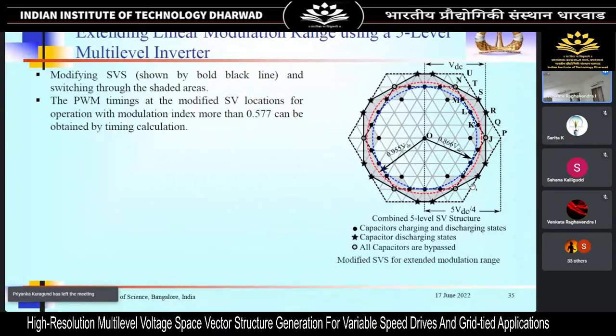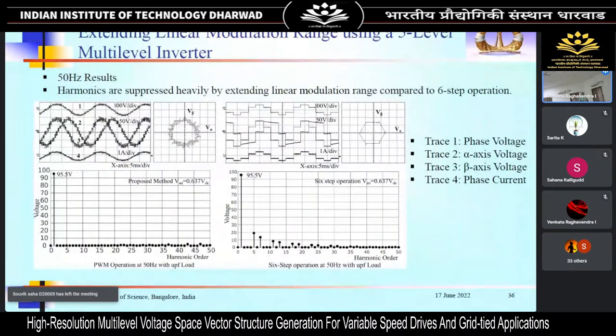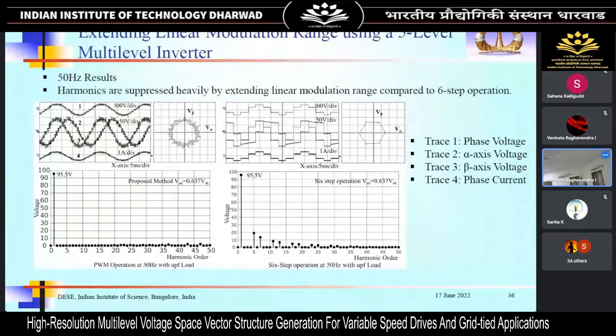This is the first work on increasing the linear modulation range to the full base for the machine. See, this is the one. If you want to go for 0.637 VDC, the original thing, you have to go for a 6-step mode operation. Once you go for 6-step mode, the fundamental will be the same, but you have lower order harmonics. But the present technique, by giving a boost so that more number of levels is there, and appropriately selecting the vertices for PWM operation, we can get a PWM operation with a circular trajectory for the machine, which has the same fundamental as this one, but not more. So we can go to the full base range for a DC by using this.